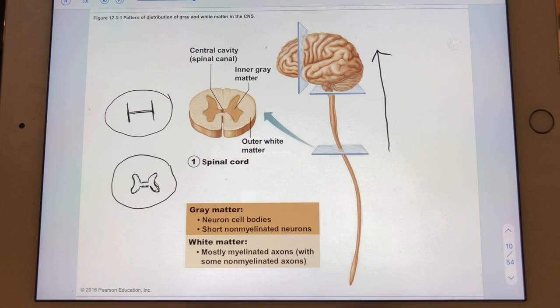And yes, this particular butterfly has a wing that's trilobed. I see that too, that's okay. It's not incorrect. But it's still kind of like a weirdly shaped H. You guys kind of see that? All right, well, that is gray matter. Notice that the gray matter in the spinal cord is completely surrounded by white matter. And all of the gray matter is interconnected.